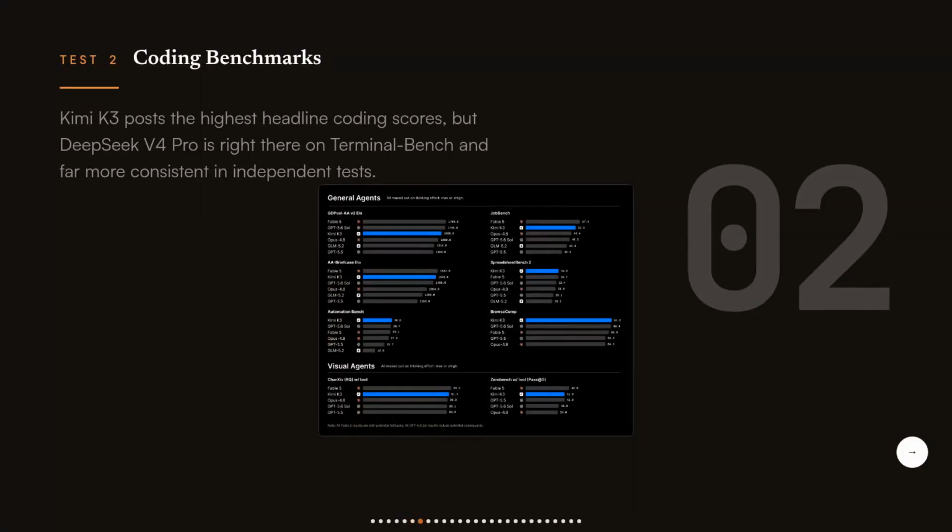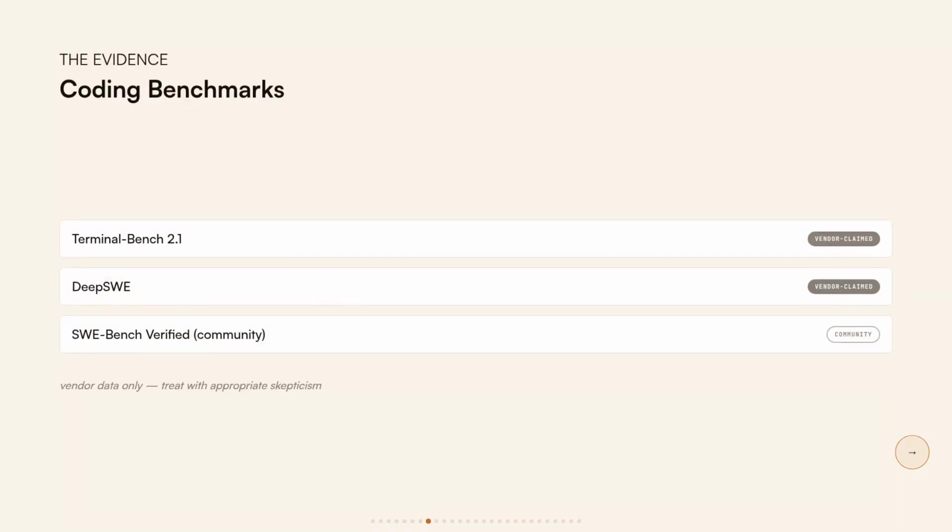This is where the marketing gets challenged. Kimi K3's own materials put it at 88.3% on Terminal Bench 2.1, and that number gets repeated everywhere. But that's a vendor-reported figure, and it's disputed. DeepSeek V4 Pro posts 87.9% on the same test, and that number is from the official GA release, not a vendor claim being cited without a check. On DeepSWE, Kimi K3 claims 67.5%. Vendor reported again, against DeepSeek V4 Pro's 62.7% from the same GA source.